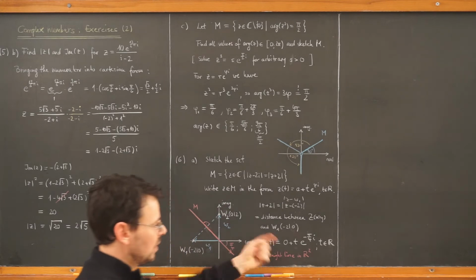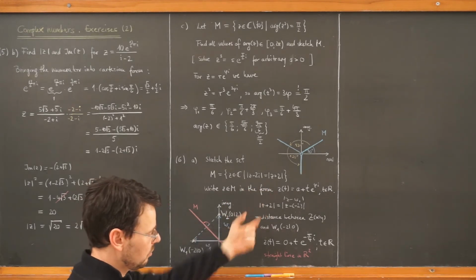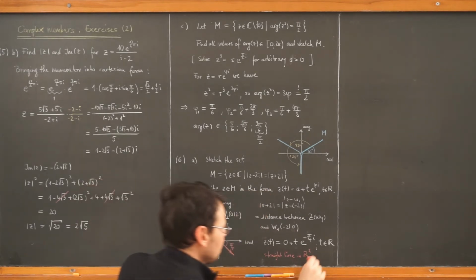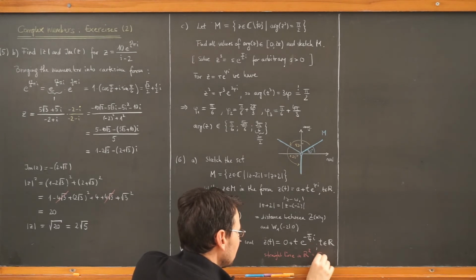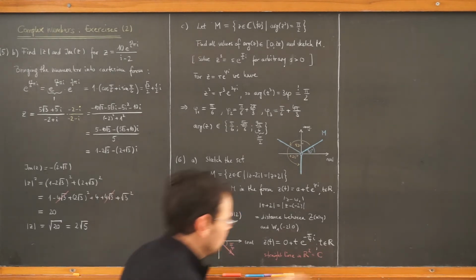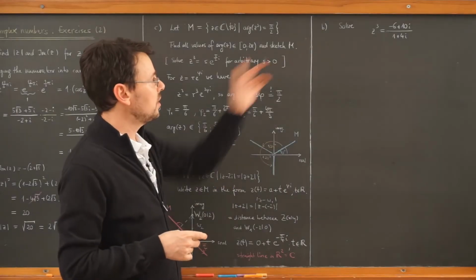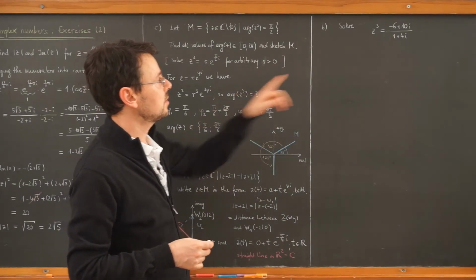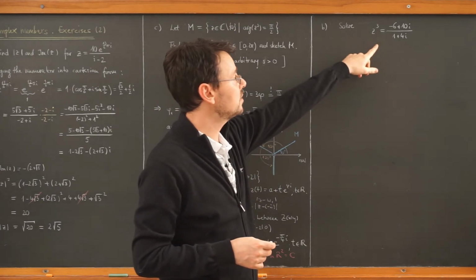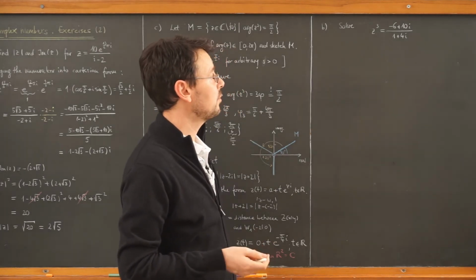Usually you are used to R to the third or R3, Euclidean 3-space, but here we work in the complex numbers, which as I said is nothing but Euclidean 2-space. Okay, part B of this last exercise is to solve this equation in the complex numbers.